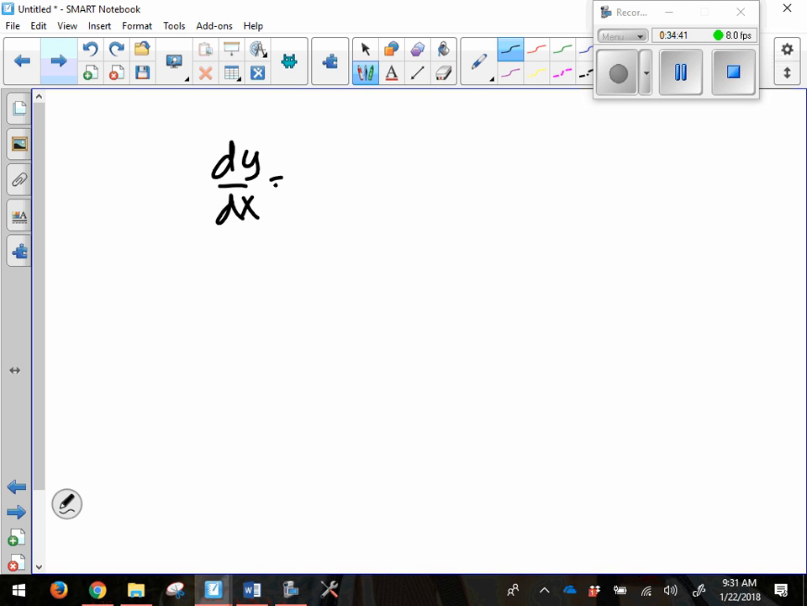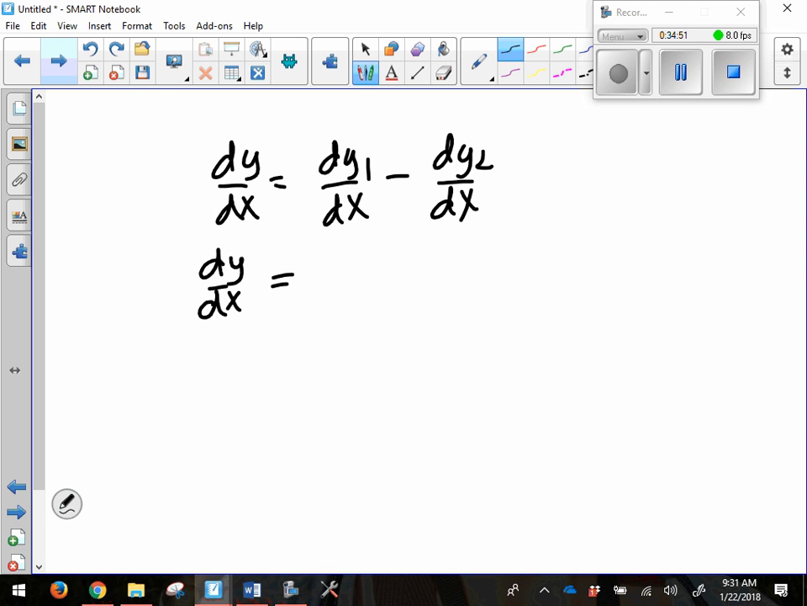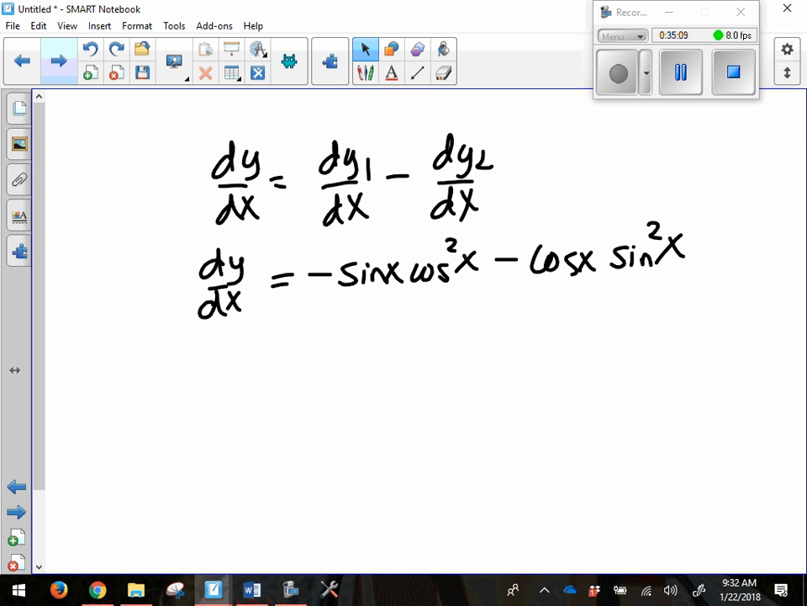So now we got to go all the way back to the beginning. And dy/dx is dy1/dx minus dy2/dx. And dy1/dx was minus sine x cosine squared x. And dy2/dx was cosine x times cosine squared x. Okay, so we made it.